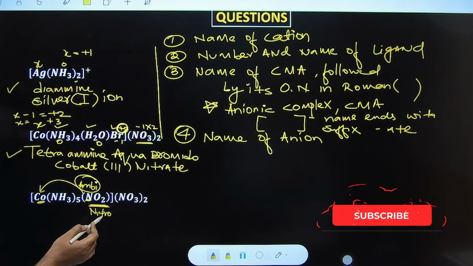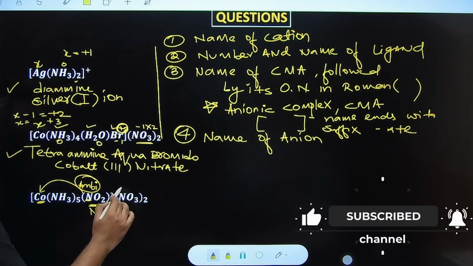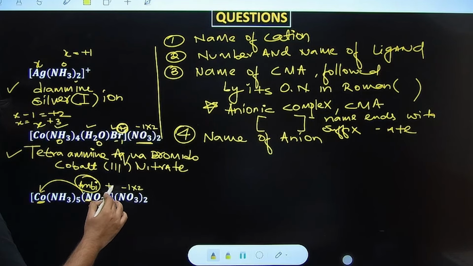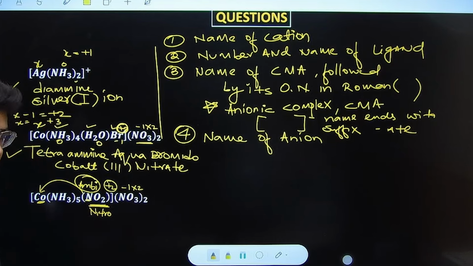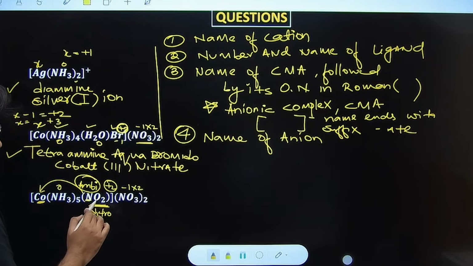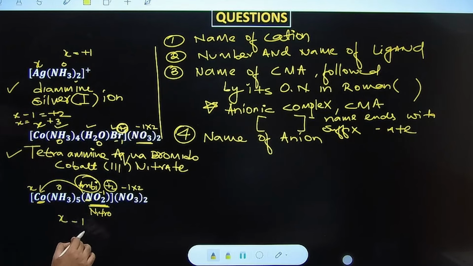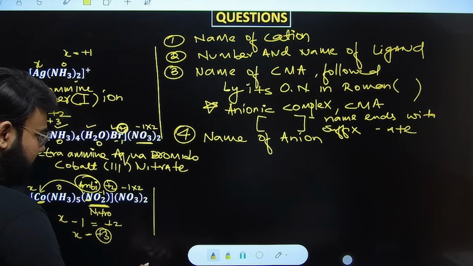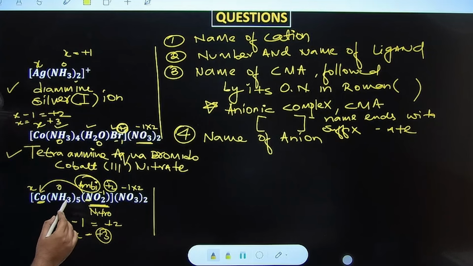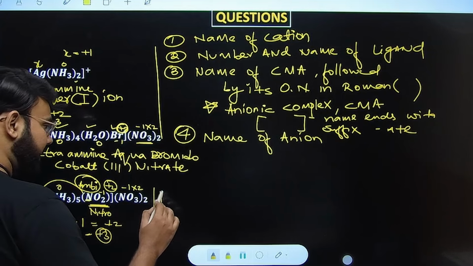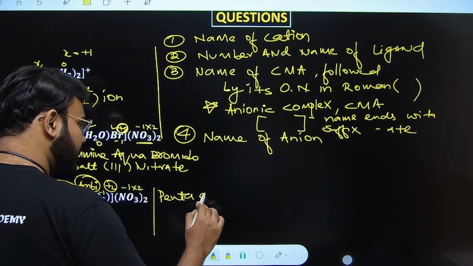So first of all, see, this is nitro. This is the counter ion, so this is minus 1 into 2. So equal and opposite, the counter ion charge will be plus 2 on the sphere, because this is an ion. Now this is neutral, 0. Nitro, NO2, is basically minus 1. So what is the oxidation number of cobalt? What is the value of x? So x minus 1 is equal to plus 2. So x will be plus 3. So we got it. Now how do we write the name? So please see here. The name will be, amine will come first. So 5 is there, so pentamine.